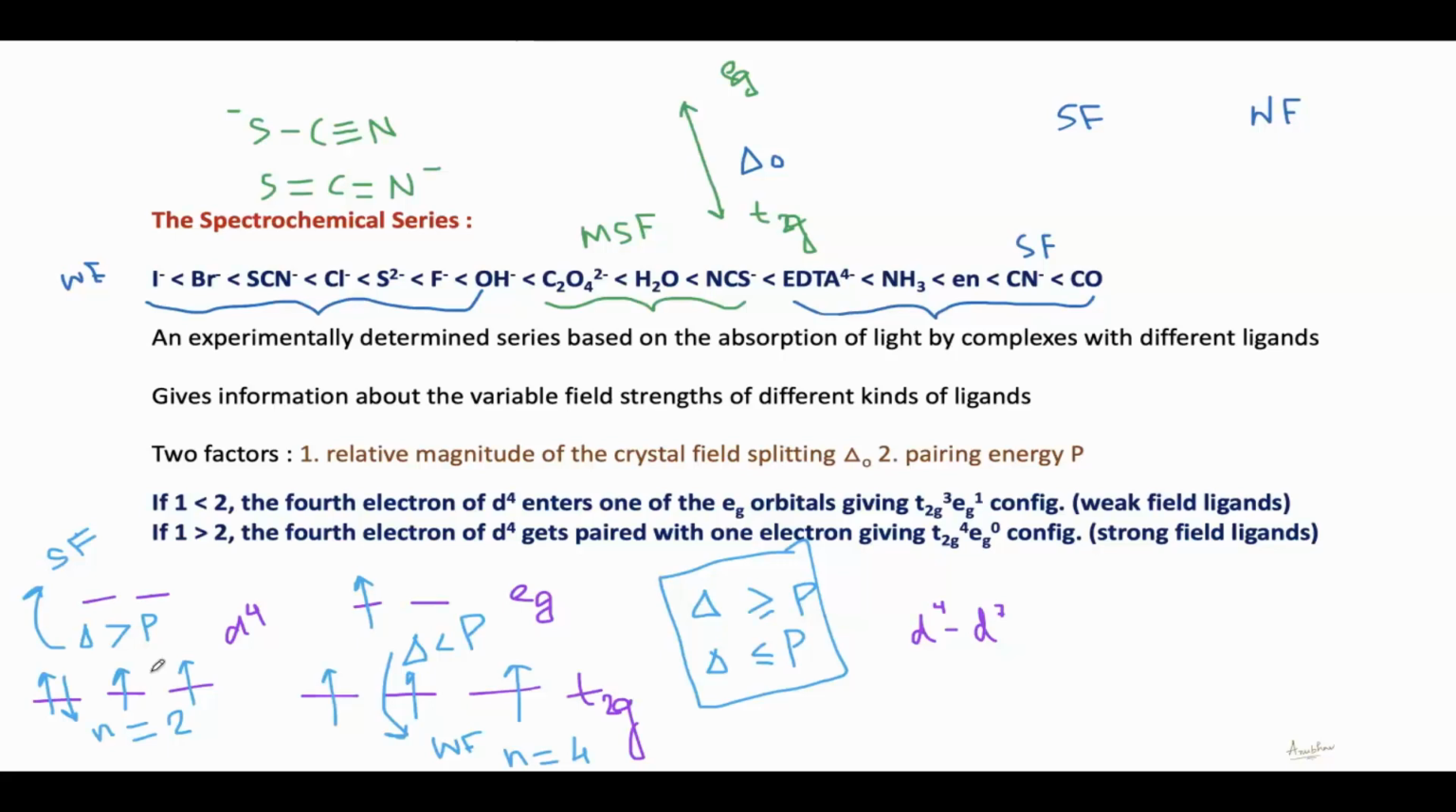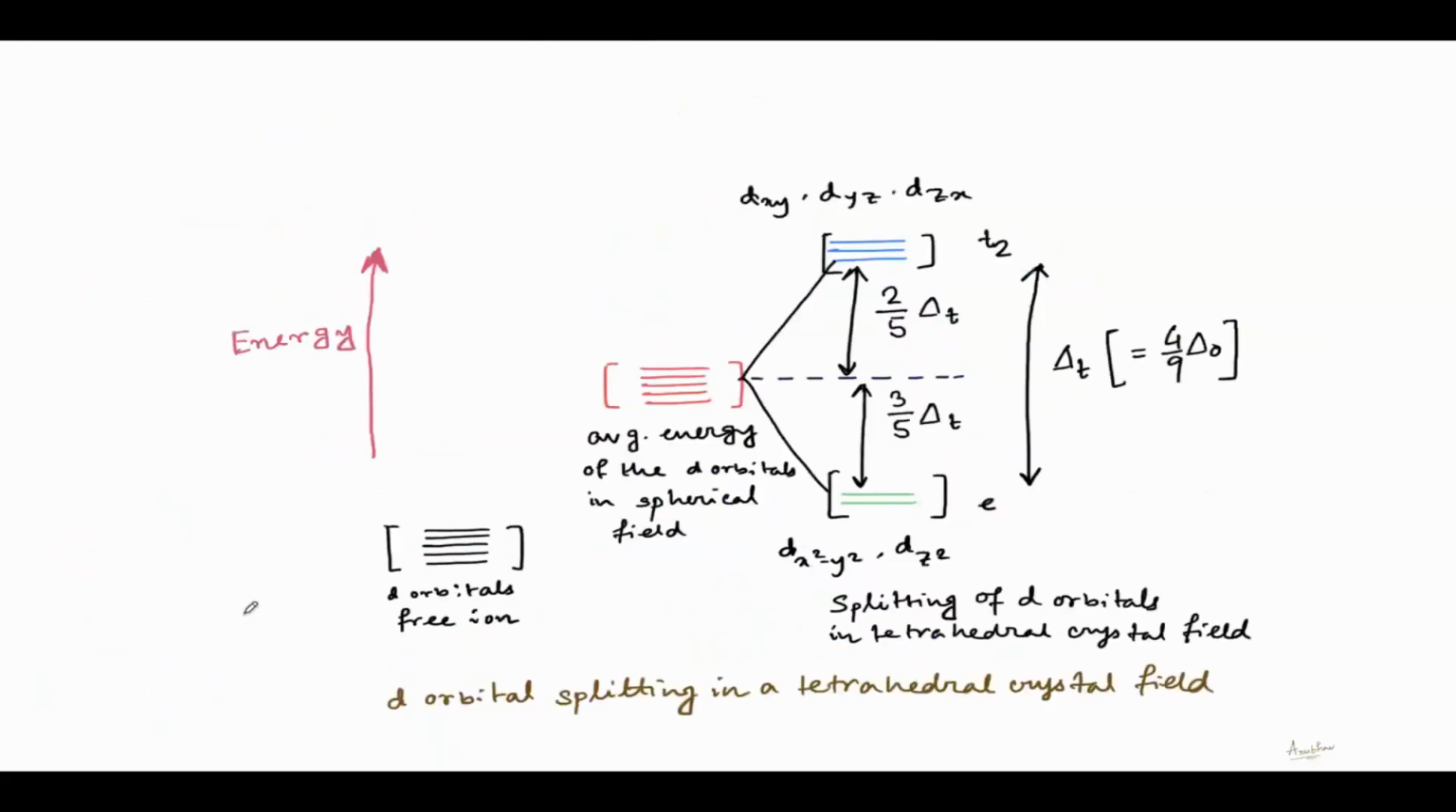Now, calculations have shown that from d4 to d7, the coordination entities are more stable in the strong field ligand cases than in weak field cases, in most of the cases, not in all the cases. Now we will come to the case of the tetrahedral crystal field. This tetrahedral crystal field is quite different from that of the octahedral field.